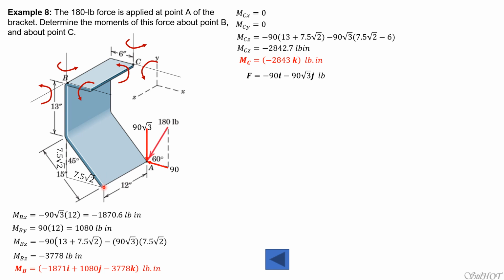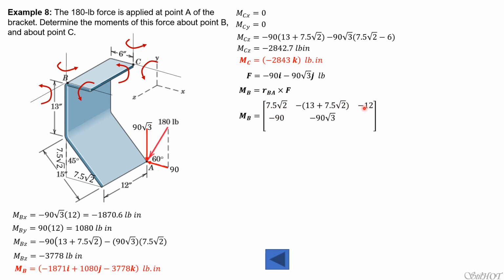See, so in vector form, the components of distance for RBA would be positive 7.5 square root of 2 i, then negative quantity 13 plus 7.5 square root of 2 j, then this is also opposing the positive z direction, so negative 12k. So moment B is RBA cross F, and there's only one equation.